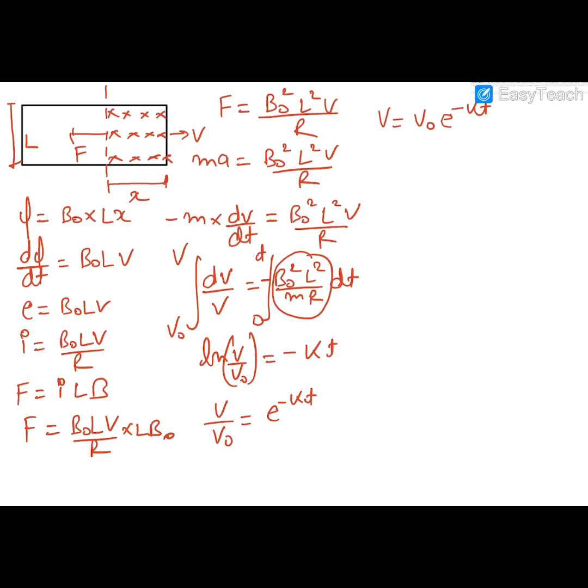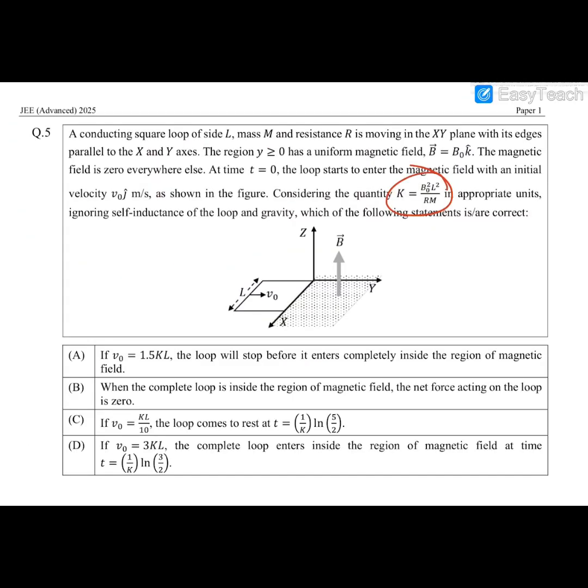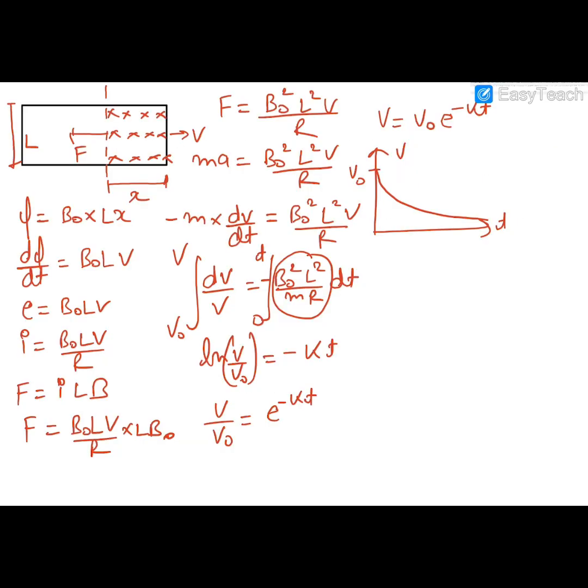This is the velocity, and this velocity is an exponentially decaying one. So it would be decaying exponentially like this, starting from v naught. Okay, and the first option says that if velocity is this, then the loop will stop before it enters completely in the magnetic field. So let us analyze this.